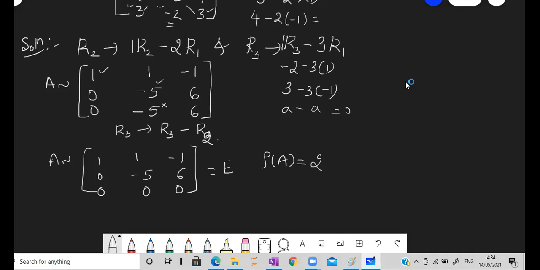Is again 2. There are 2 non-zero rows. That is the rank of the given matrix.